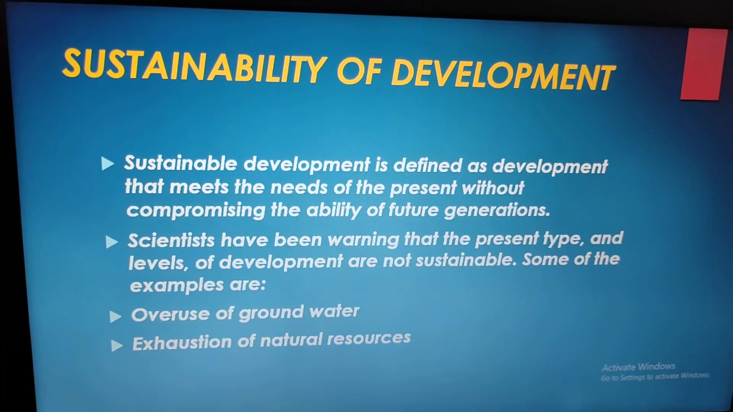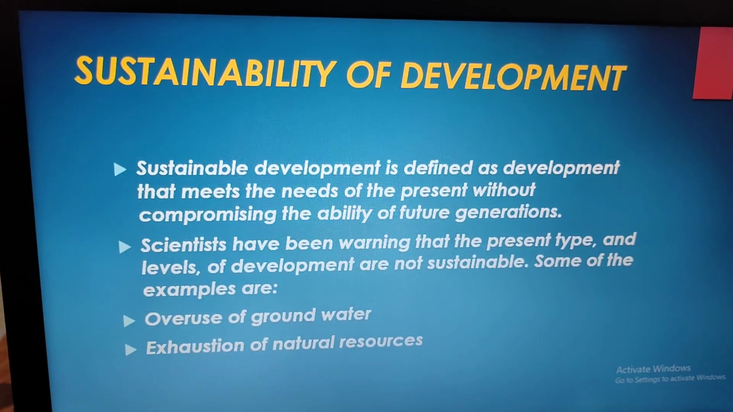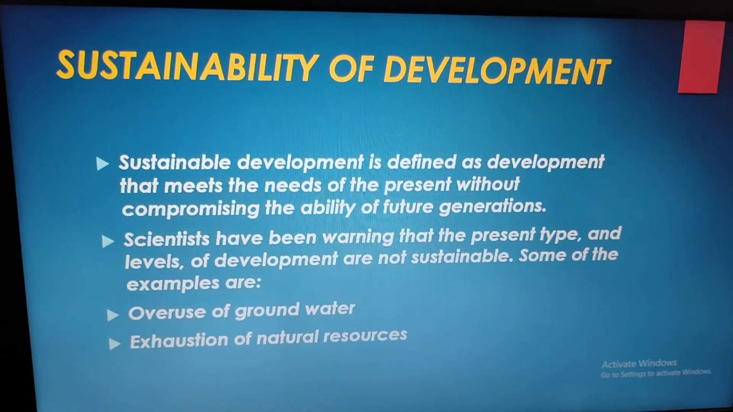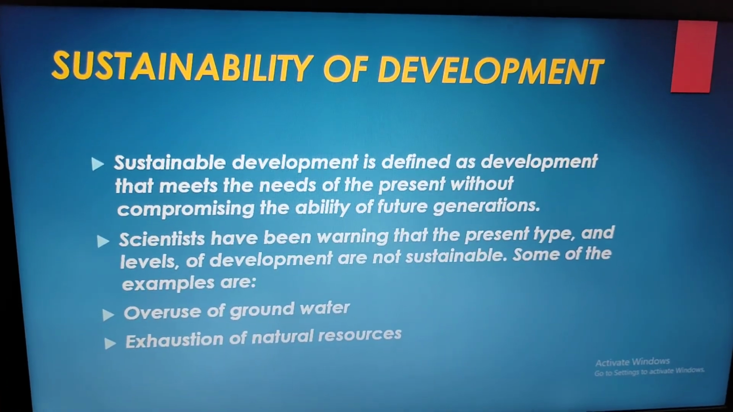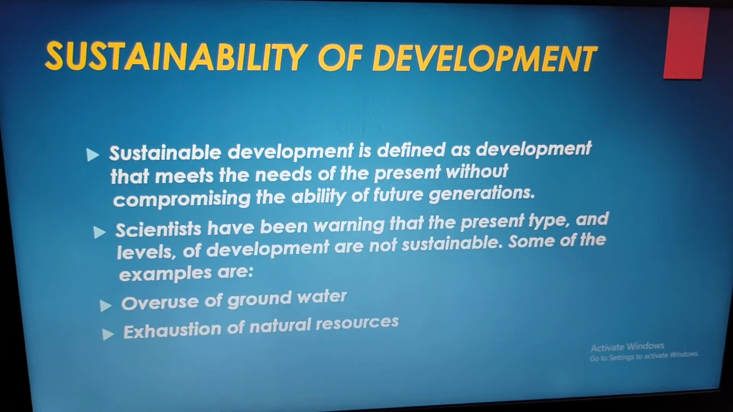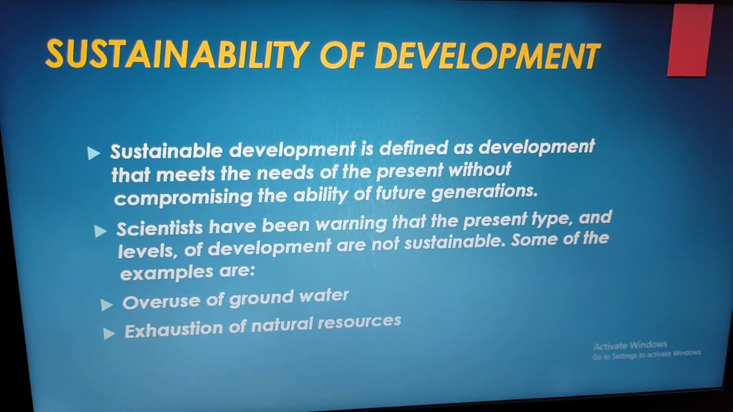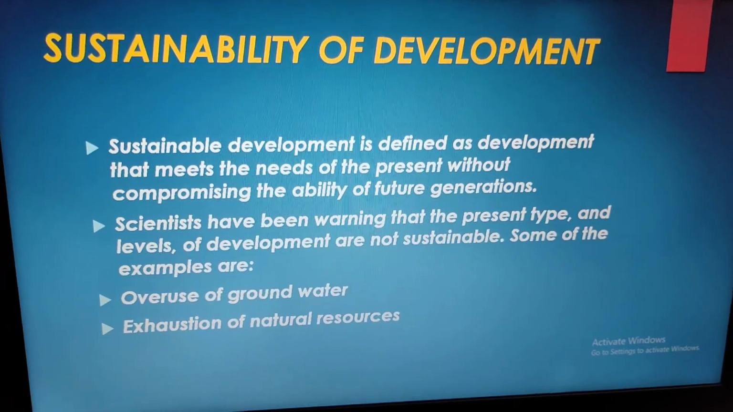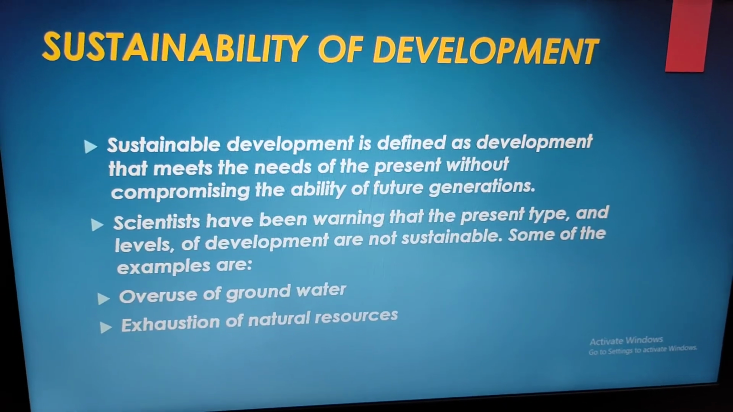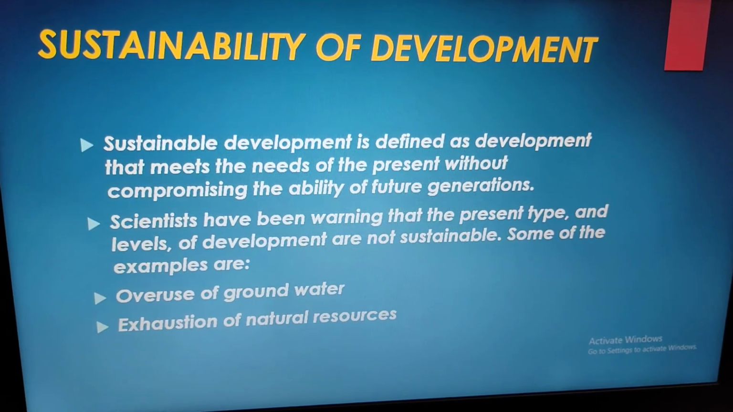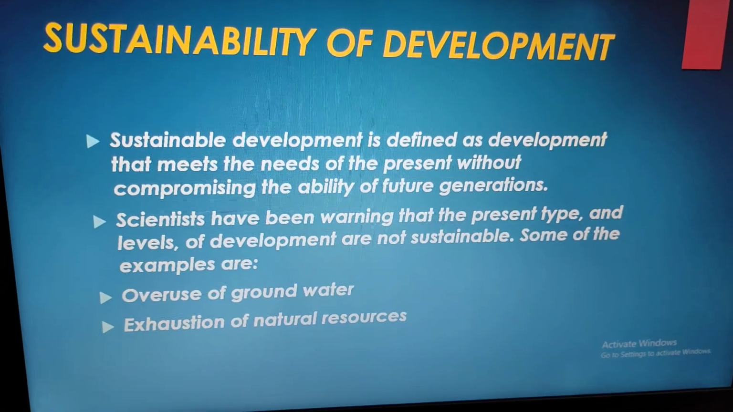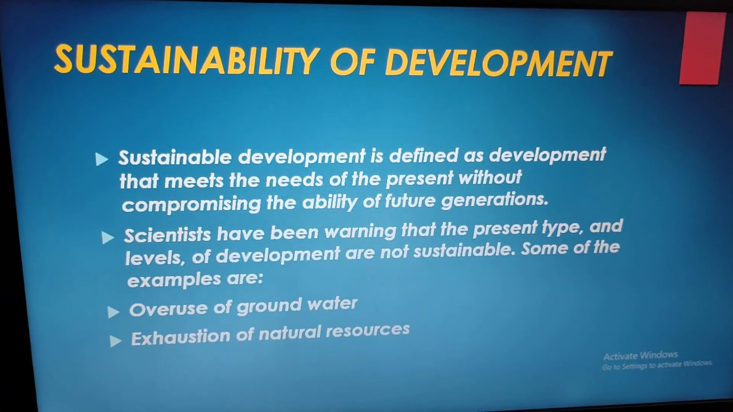Scientists have been warning that the present type and levels of development are not sustainable. Some examples are overuse of groundwater and exhaustion of natural resources. Therefore, we should look for sustainable development so that we can leave a healthy, resource-rich planet for our future generations. That is the very principle of sustainable development.